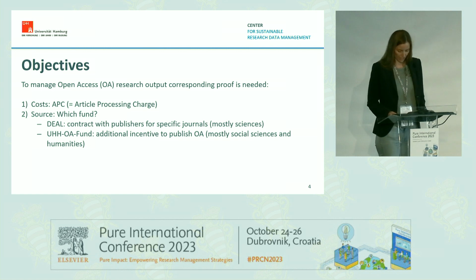To manage open access research output, corresponding proof is needed. So, first of all, you need to know how much the article processing charge is, and the second one is which fund is used for the APC. So we have two. We have a deal, that's a contract with publishers for specific journals. Mostly those are sciences journals. And we also have our own institutional open access fund as an additional incentive to publish open access. This is more for social sciences and humanities.